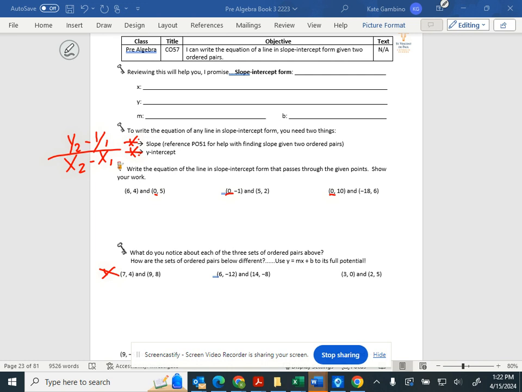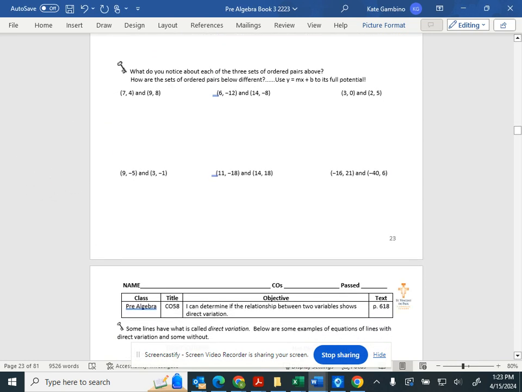Claire? Put in the numbers. You are absolutely correct. We put in an ordered pair into our equation. So here, when I find 8 minus 4 over 9 minus 7, I find that to be 4 over 2. I'm going to simplify it to 2 over 1. So I know it's y equals 2x plus b. And I need to solve for the b.